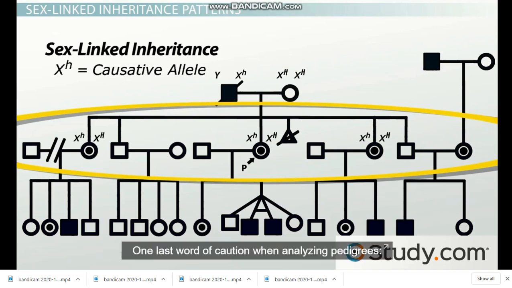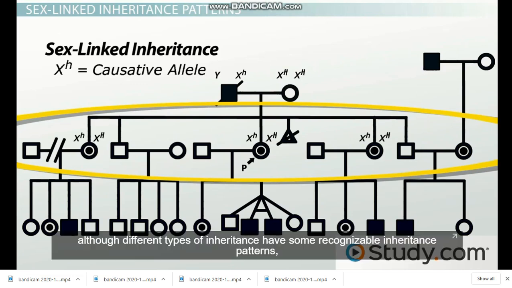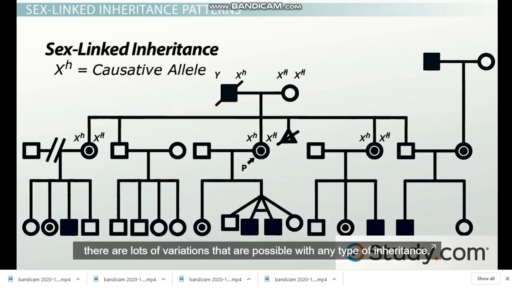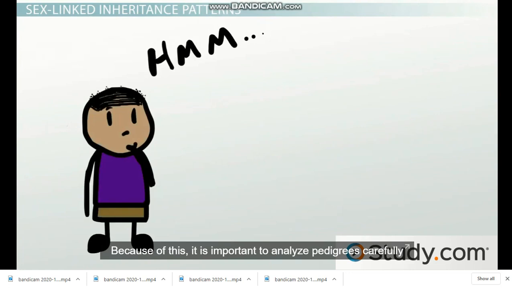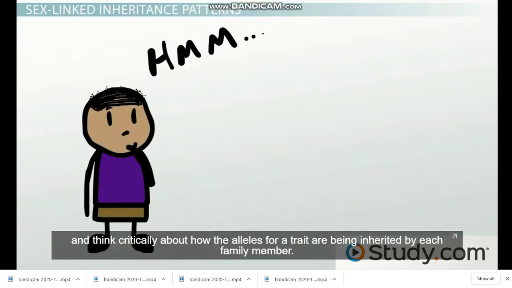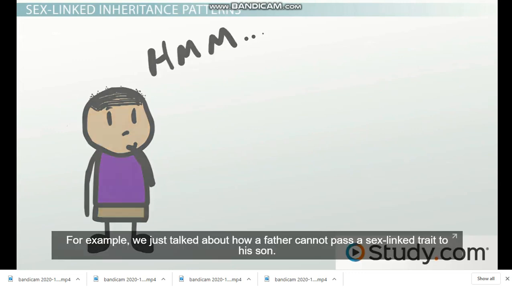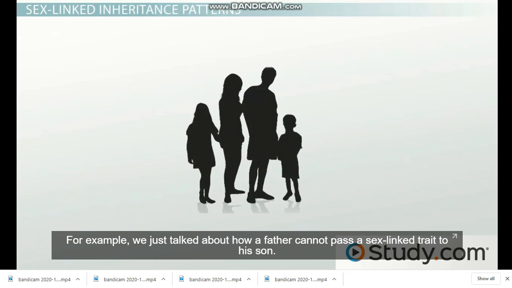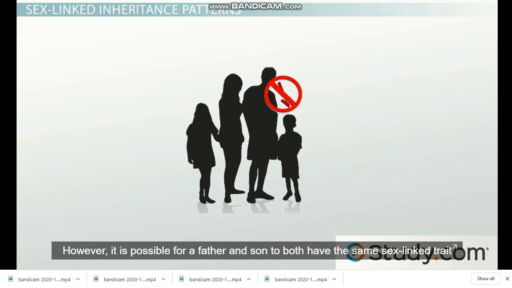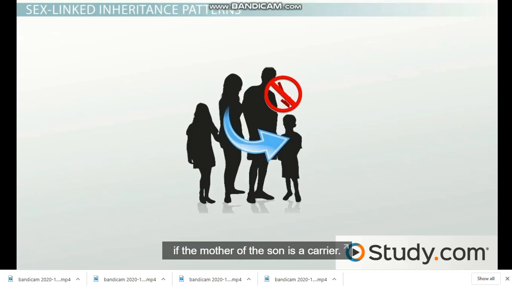One last word of caution when analyzing pedigrees. Although different types of inheritance have some recognizable inheritance patterns, there are lots of variations that are possible with any type of inheritance. Because of this, it is important to analyze pedigrees carefully and think critically about how the alleles for a trait are being inherited by each family member. For example, we just talked about how a father cannot pass a sex-linked trait to his son. However, it is possible for a father and son to both have the same sex-linked trait if the mother of the son is a carrier.